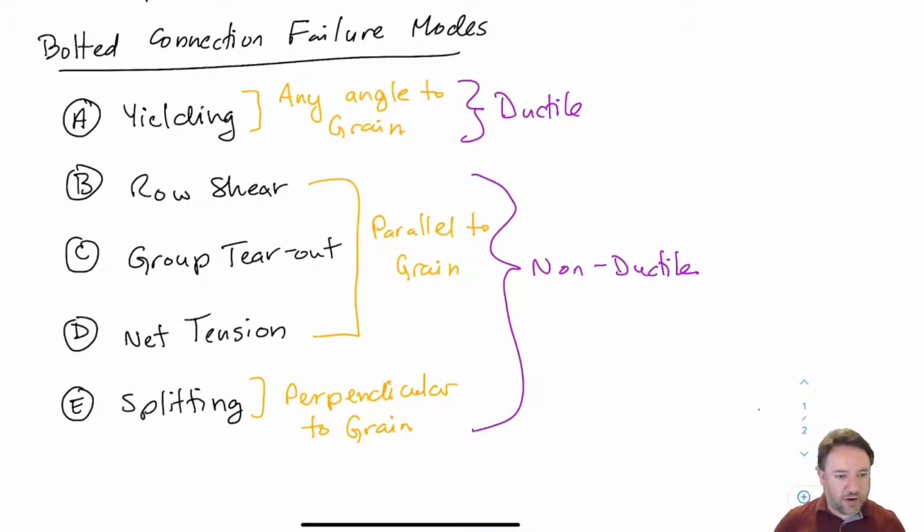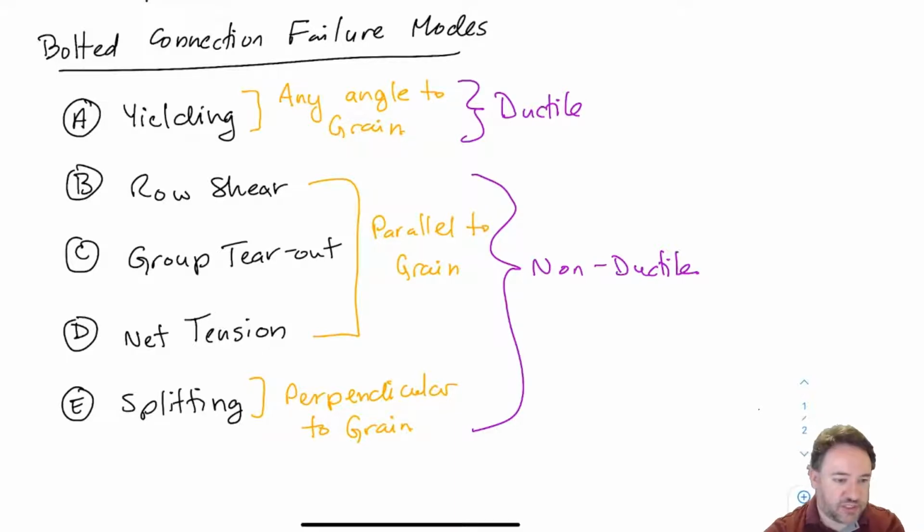Okay, so there are 5 different failure modes that we need to check for bolted connections, unlike in nailed connections where we only basically had to check the one, which was yielding. So we have yielding, row shear, group tear out, net tension, and splitting. And these are also split into directions.